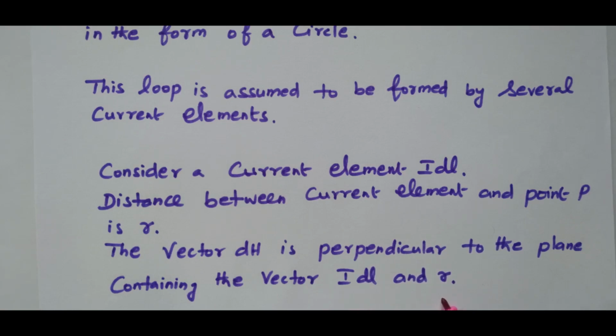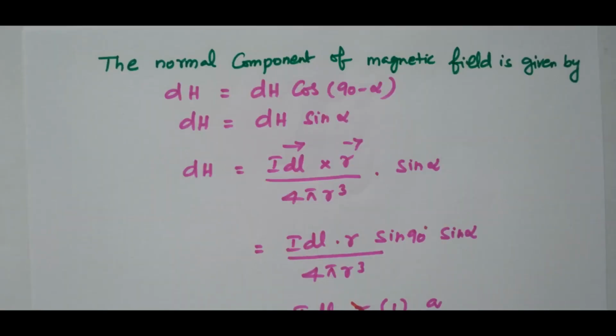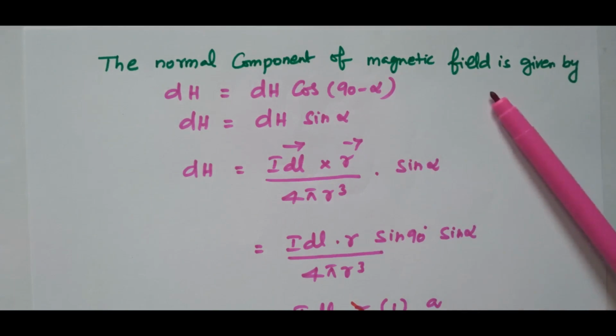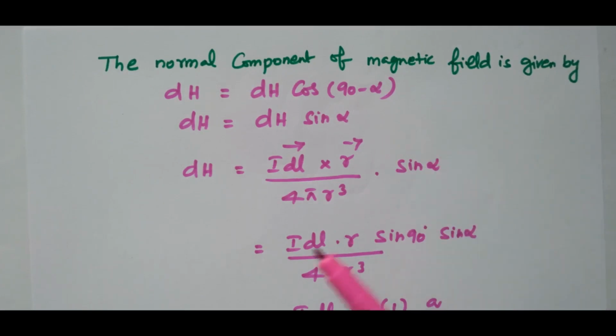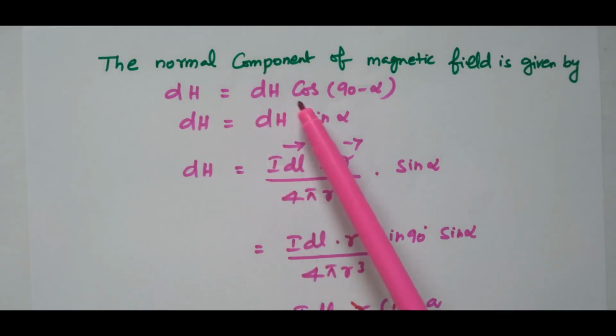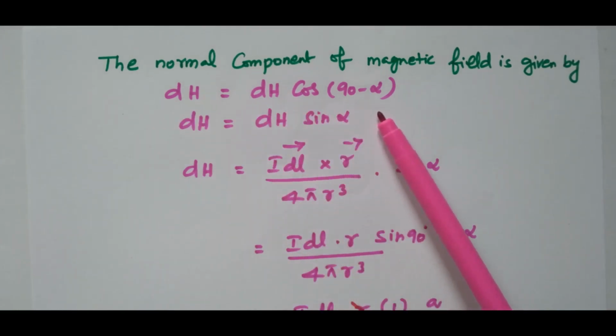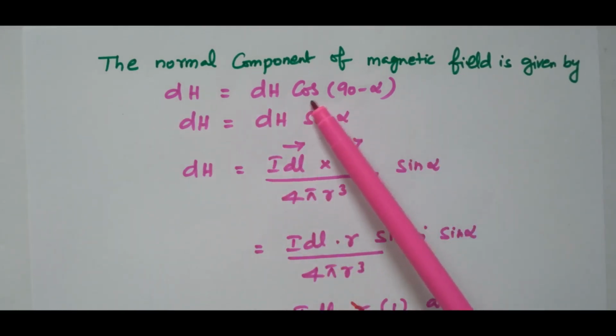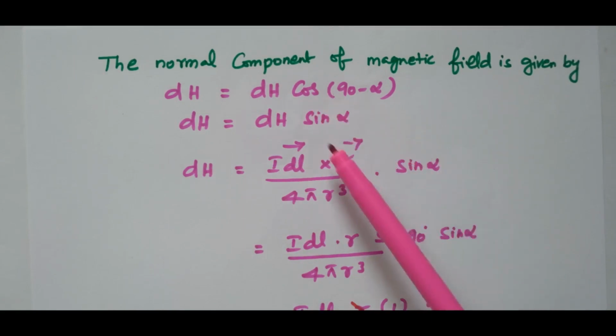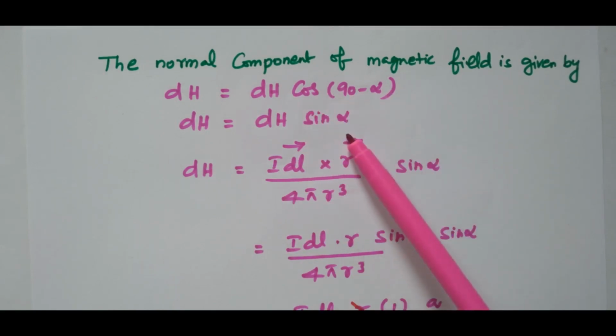Now we'll go to the derivation. The normal component of magnetic field intensity is given by, because due to this wire we have only the normal component. There is no horizontal or vertical component, only the normal component. So dH normal equals dH cos(90 minus alpha). The normal component is multiplied by cos theta. Cos(90 minus alpha) can be written as sin alpha.